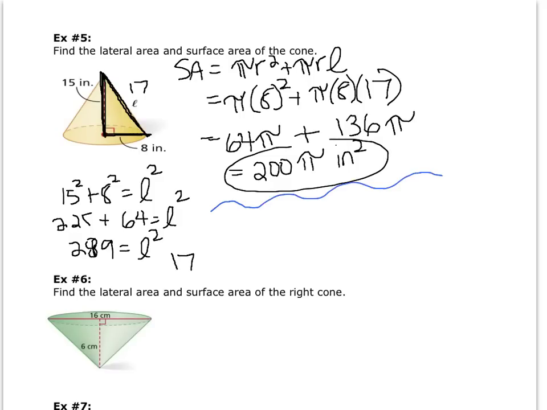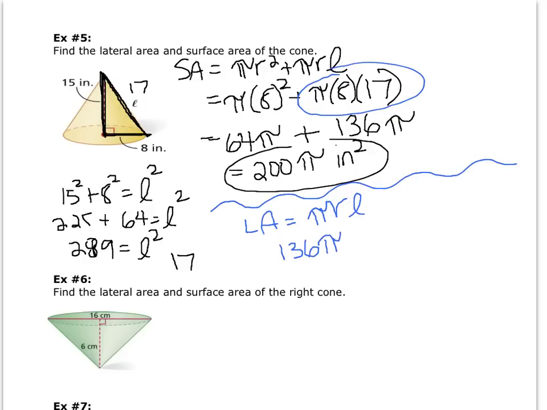Lateral area, again, I only want the pi r l. So from above, I'm doing 17 times 8. I get 136 pi inches squared.